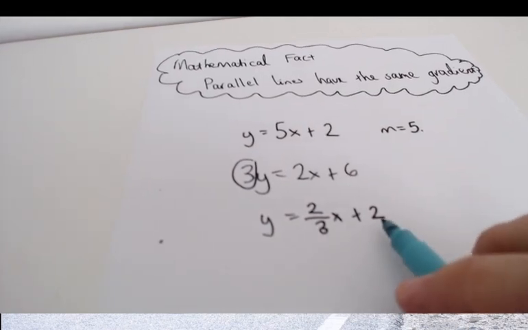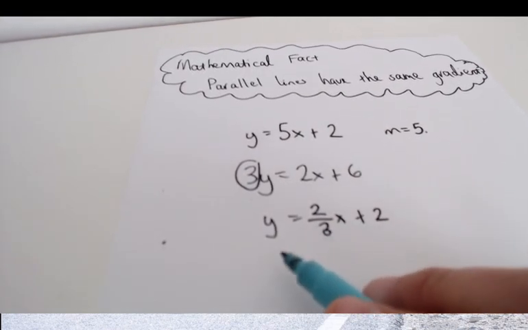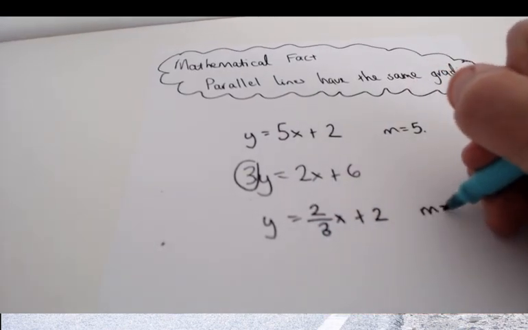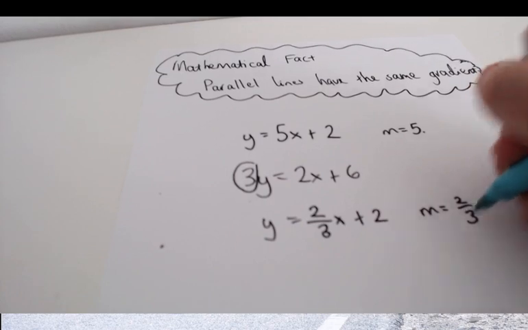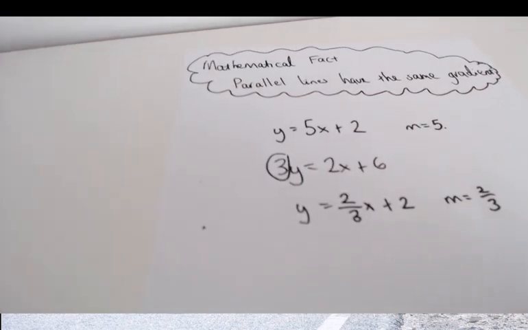Now I can tell what the gradient is, because the gradient is the number before the x when the equation says y equals. So the gradient is 2/3. Let's try another example.